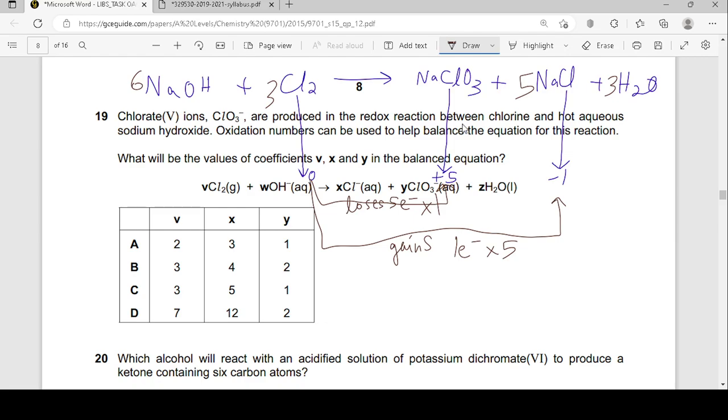Okay, so V is the ClO2 one, which I got as 3, so I'm going to say it's either B or C. Then X is the Cl minus 1, which you get from NaCl, and I got that as 5, so probably the answer is C. And now if I need to confirm, I have to check Y as well, which is ClO2 minus, which is from here, and I got that as 1, so that means my answer is most probably C, okay? So that's what I got.